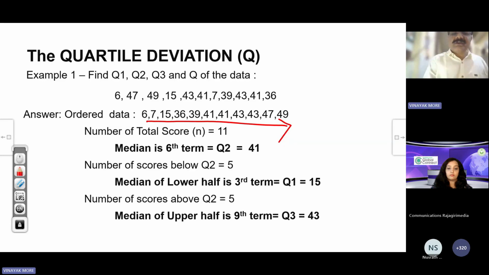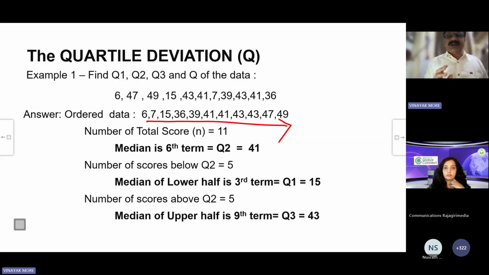Odd number means you have to find the number where there are an equal number of student scores to the left and right. So simply, the sixth term will be the middle number, where 5 will be to the left and 5 to the right: 1, 2, 3, 4, 5. So this will be the sixth. 5 are here, 5 are there. So we can call it Q2. Again, to the left we have 5, and to the right again we have 5.